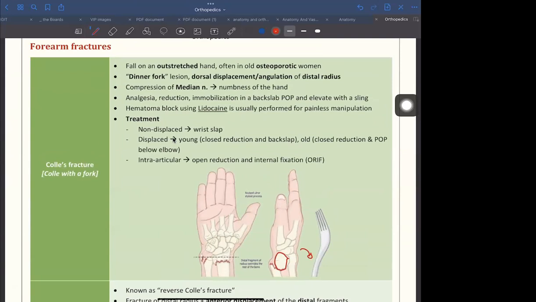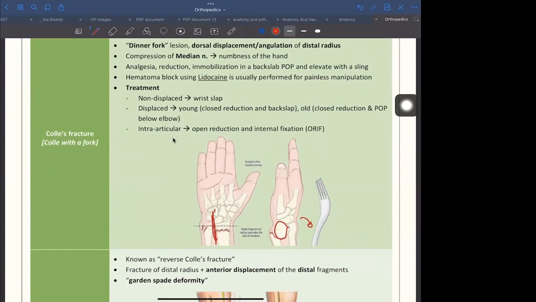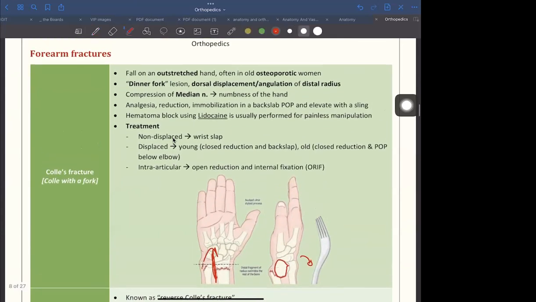There is a risk of median nerve compression, because the median nerve passes in the front here, and of compartment syndrome later on, or something called chronic regional pain syndrome. So your treatment is basically analgesia, do reduction, and then immobilization in a back slab or plaster of Paris. And then there is some kind of indication for surgical treatment.